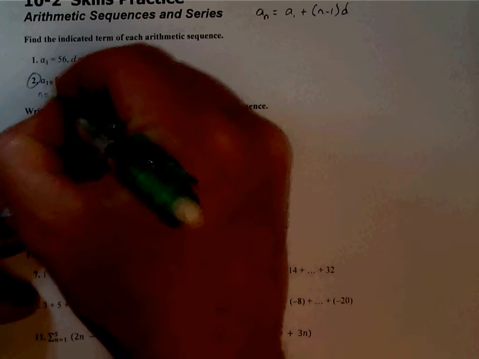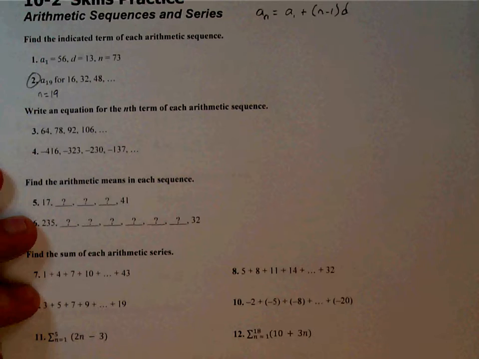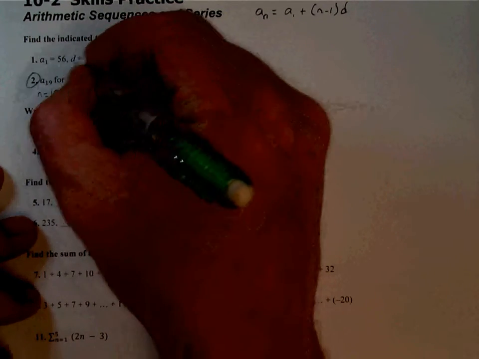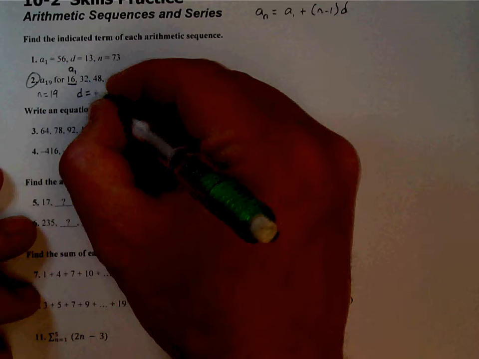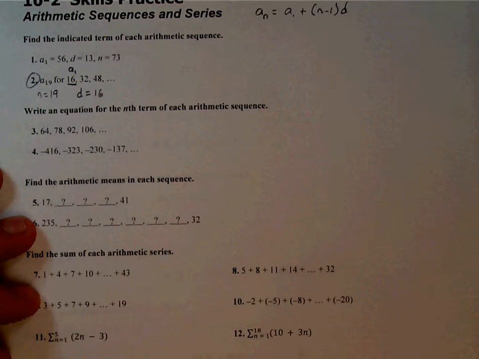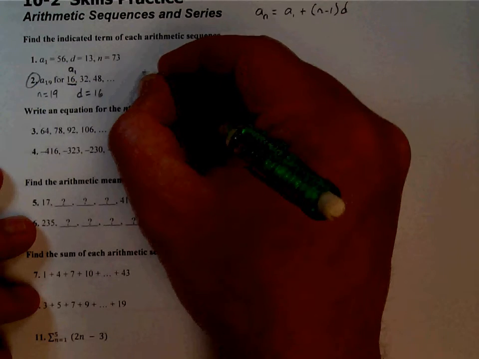They want the 19th term, so we're looking for when n equals 19. Then they give us the first 3 terms of the sequence. So we can see there that 16 is the first term. That's your a sub 1. We can also determine d, which is the number that we're adding over and over again. It looks like we're adding 16 every time. So we have the information we need.